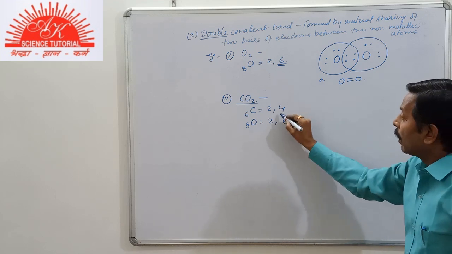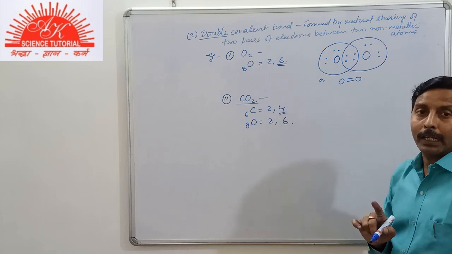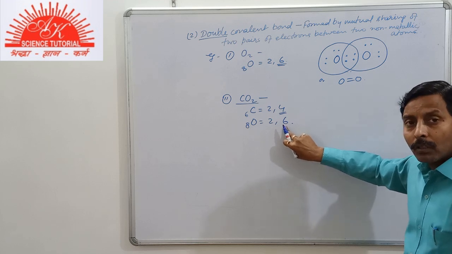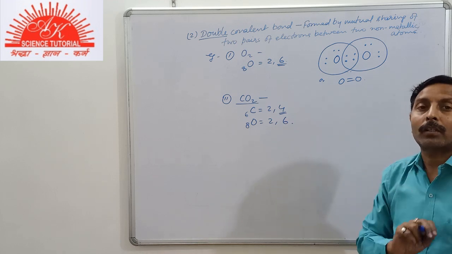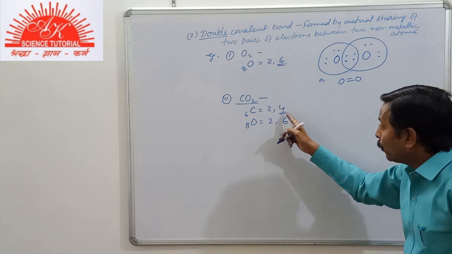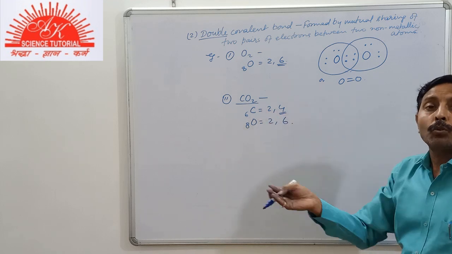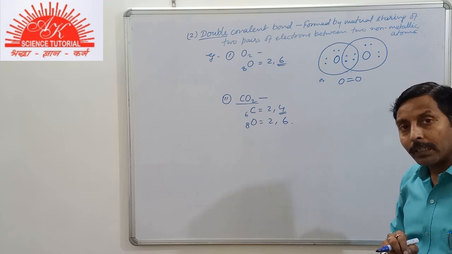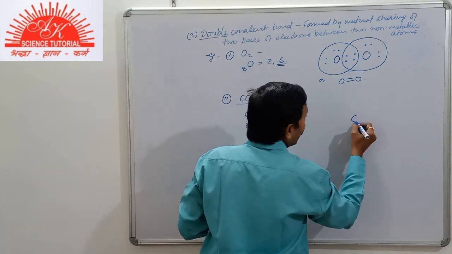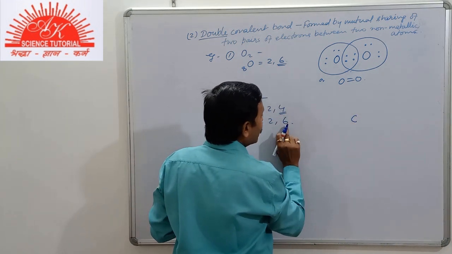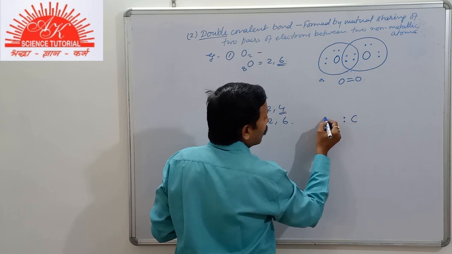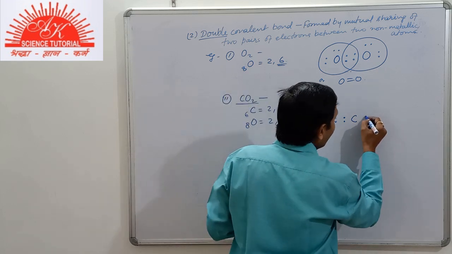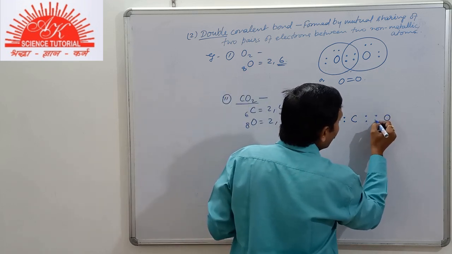Here again, carbon requires 4 more electrons, but one oxygen atom requires only 2 electrons. So one oxygen atom can share only 2 electrons. To fulfill the requirement of carbon, 2 oxygen atoms take part, sharing their 2 electrons each. In that case, carbon, first of all, shares its 2 electrons with one oxygen atom and another 2 electrons with another oxygen atom.